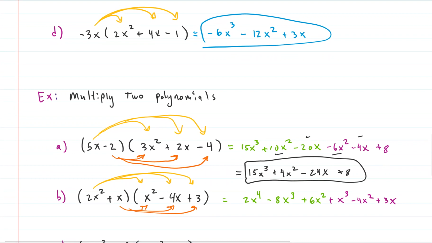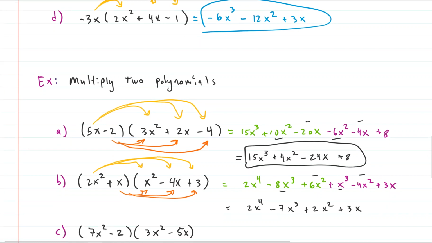So we have x to the fourth, only one x to the fourth. Okay, so we'll just leave that one by itself. X to the third, we've got -8 here and a +1 there. So we have -7. And x squared, we've got 6 here and -4 there, so +2x squared, and then we have a +3x, and that's it.